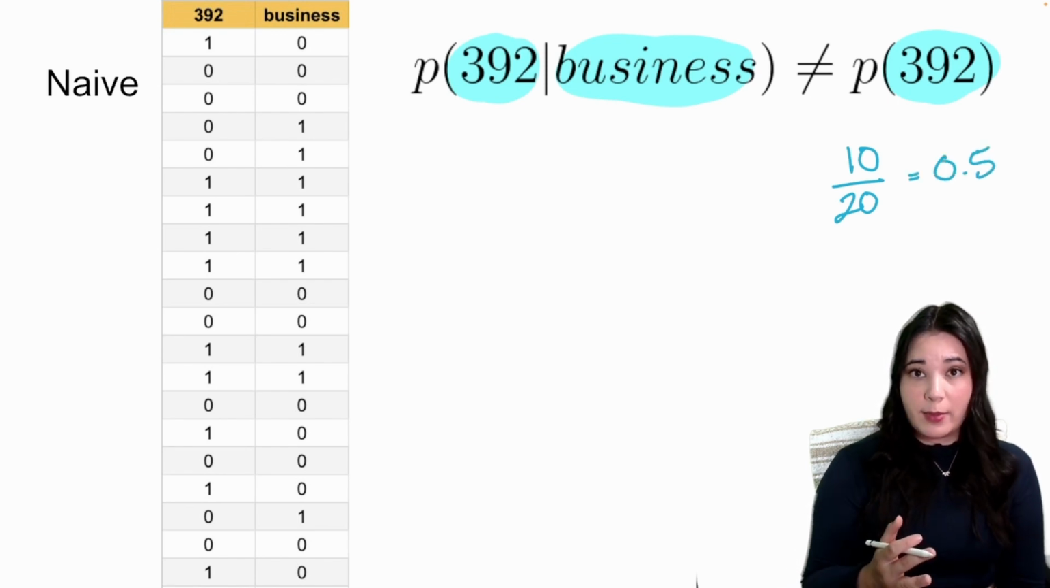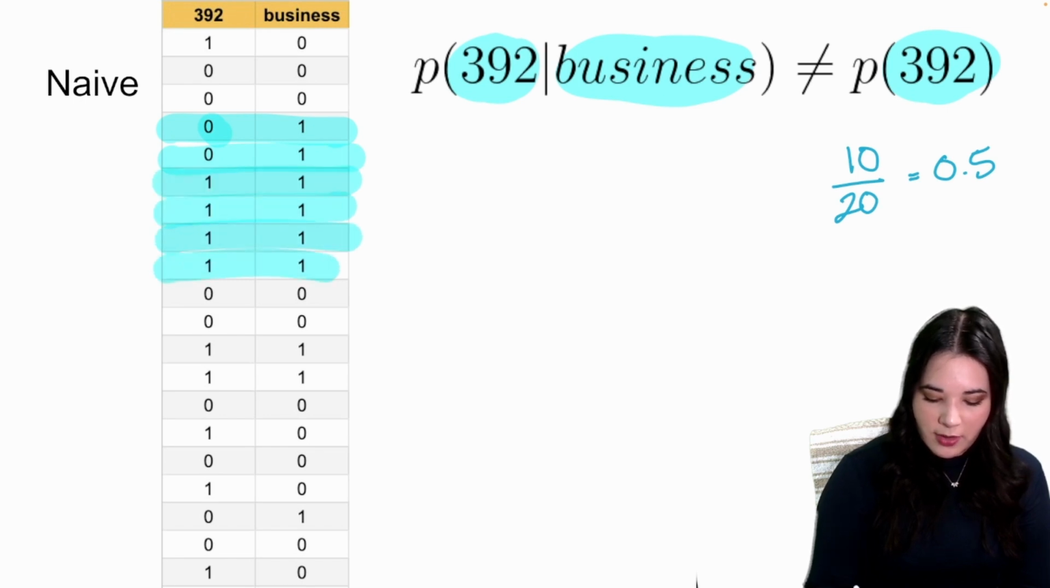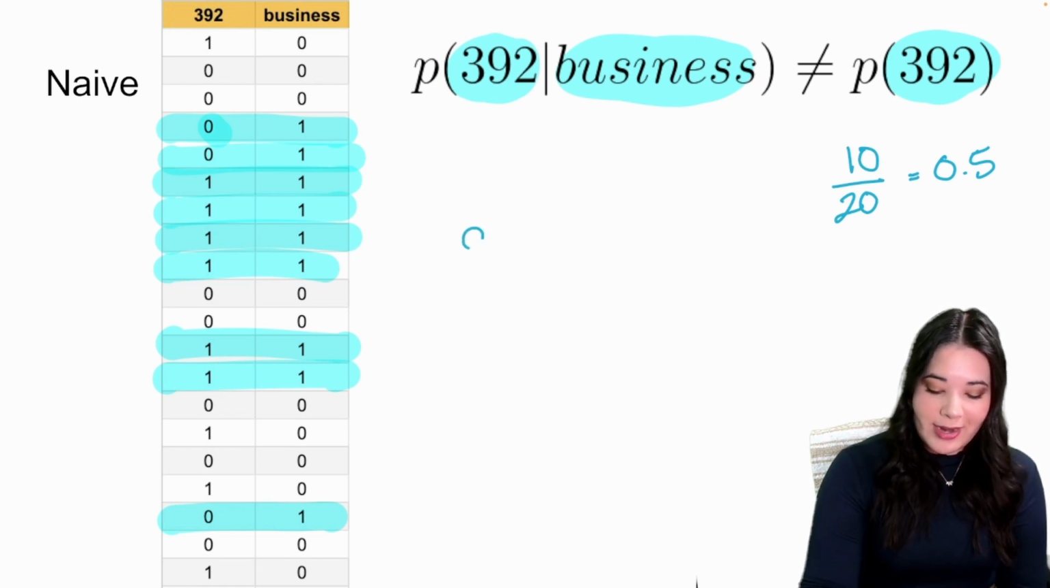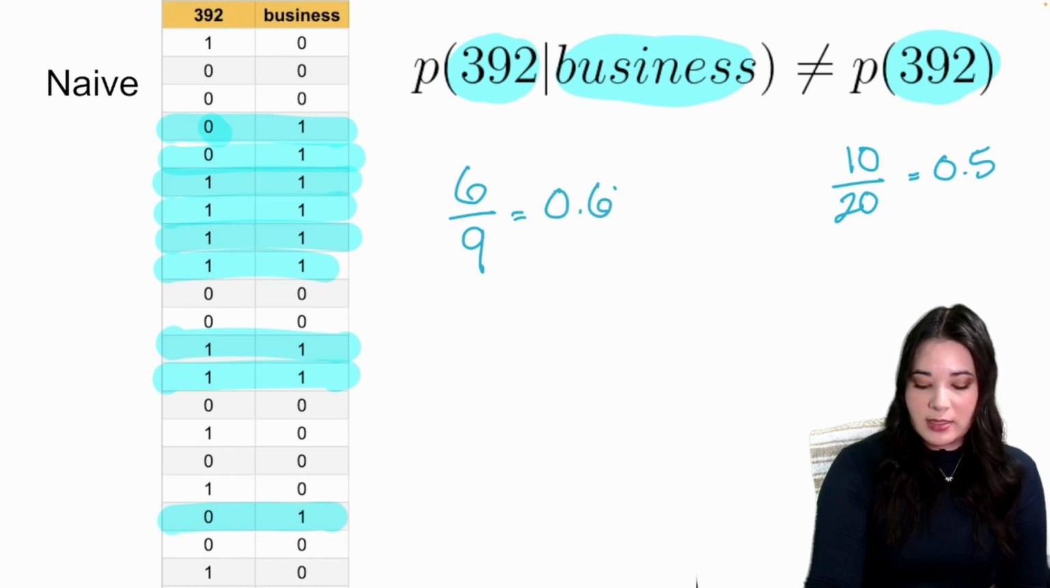Now let's look at the probability of taking 392 given that you're a business major. This means that we're only going to look at rows of people who are business majors. In other words, these rows right here. In this data set, there are 9 business majors, and of them, 6 have taken 392. This means that the probability of taking 392 given that you're a business major is about 0.67.